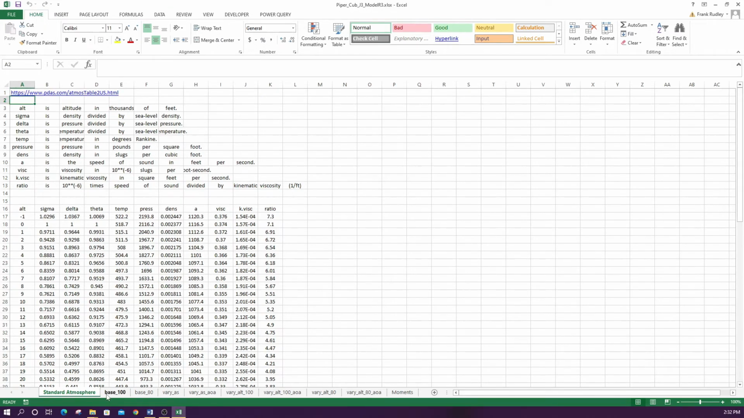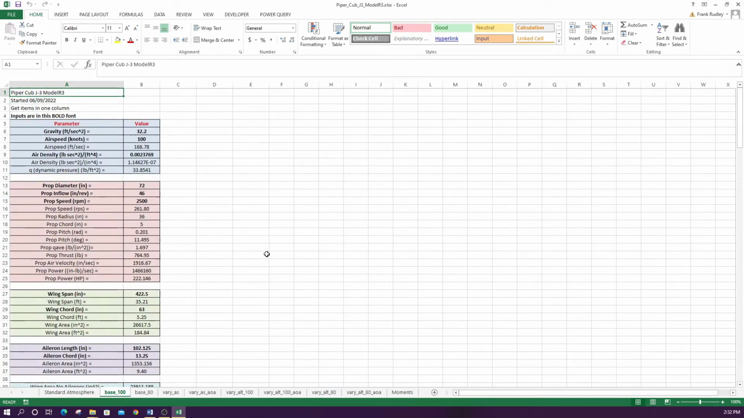So anyway, what I did is I took our hand calculations and I put this in a spreadsheet. I made one column. This is the parameter, and this is the value. So you want everything in one line. Anything in bold is an input, and anything that's not bold is computed. So this is our 100 knot case at sea level.